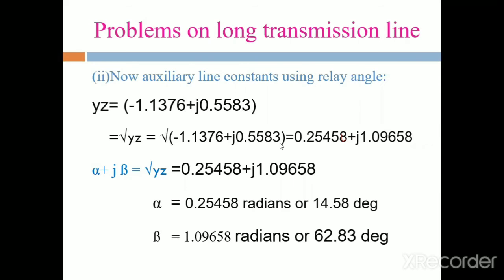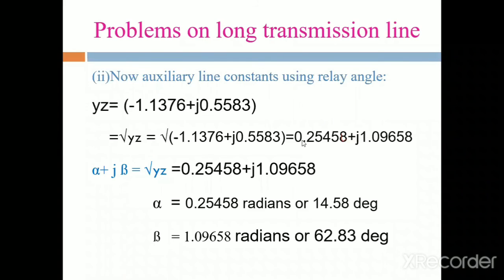Okay, so then we are obtaining this value to the root, that is root of minus 1.1376 plus j 0.5583. Okay, that value is 0.25458 plus j 1.09658. After that, we already assume that in the rectangular methods, root of yz is equal to alpha plus j beta. Okay, then the root of yz value is 0.25458 plus j 1.09658, that means alpha plus j beta.